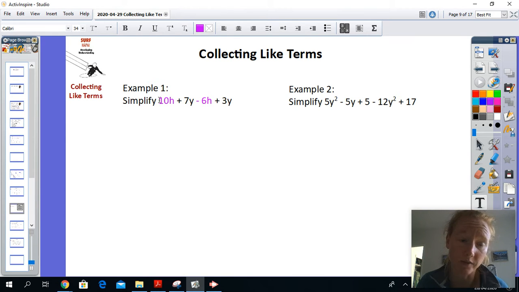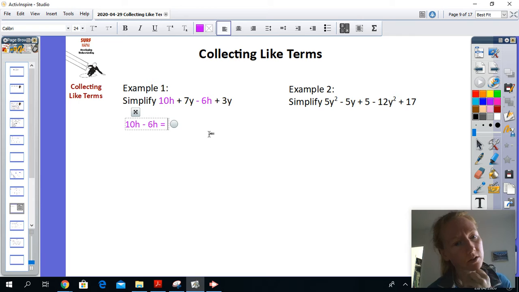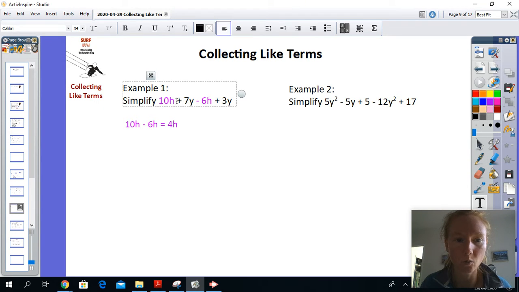But it's really important that I always take the sign that comes in front of them. Now, the 10h doesn't have a sign in front because it's at the start. That just means it's positive. But the 6h has a negative sign in front of it. So then I can write here 10h, take away 6h. All I've done is rewrite exactly what I just highlighted in purple. And I can work that out. So 10 lots of h, take away 6 lots of h, means I'm going to have 4 lots of h left.